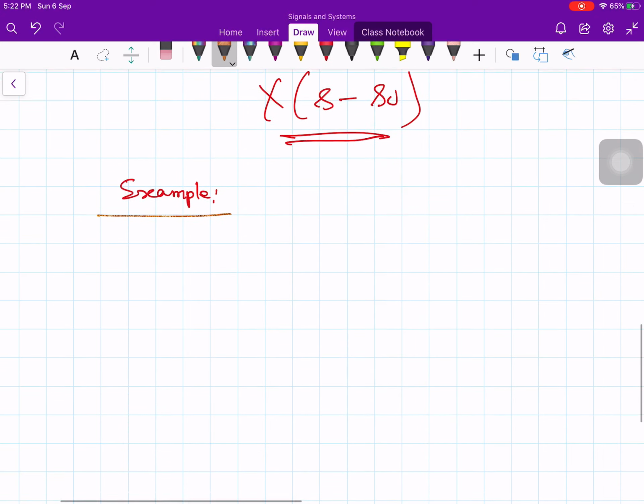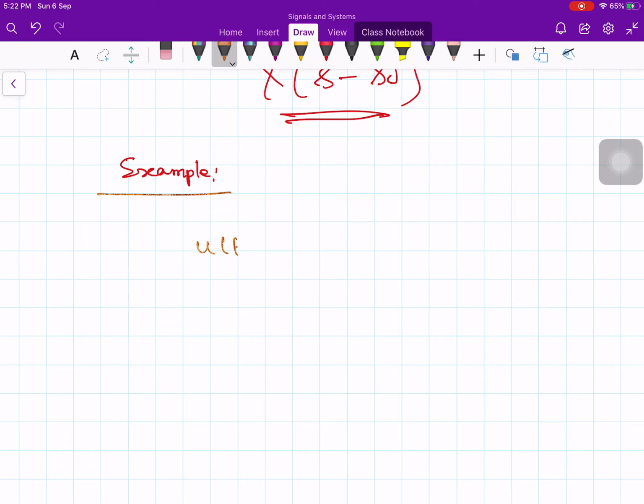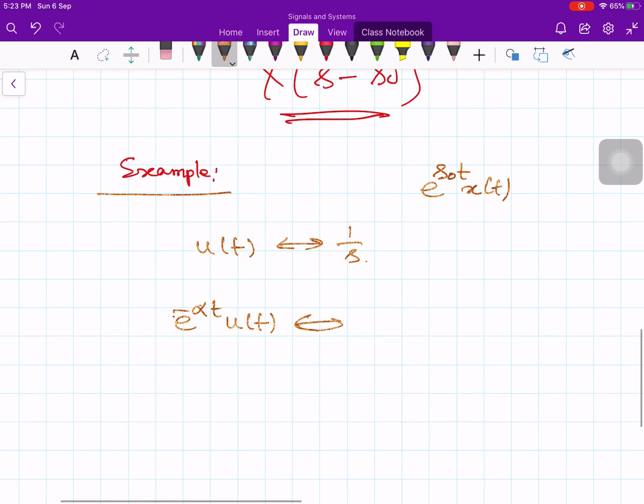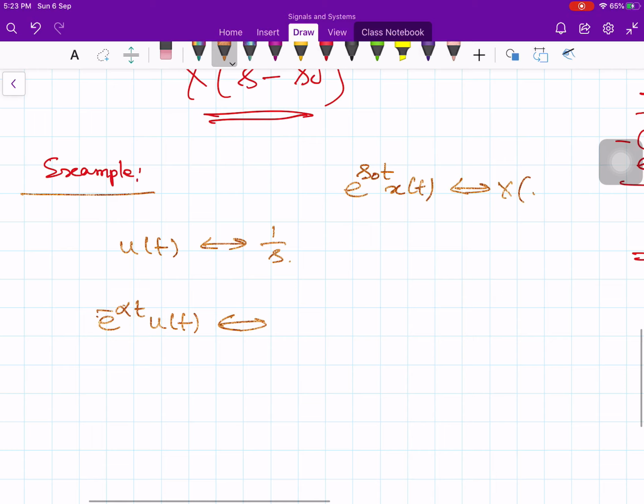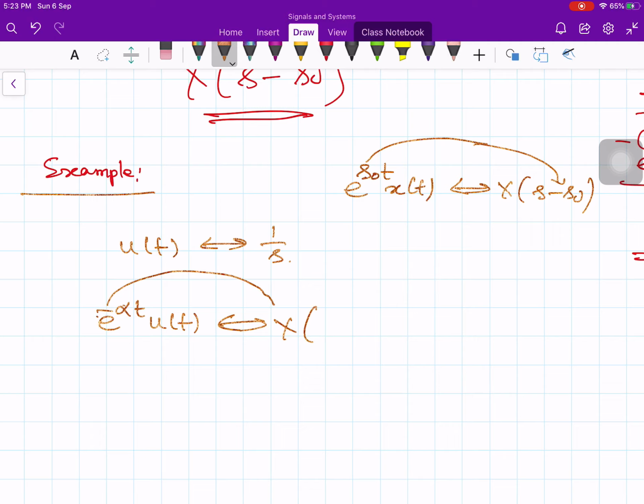u of t has a Laplace transform 1 over s. Suppose you multiply u of t by e to the power minus alpha t. Then you recall that property: e to the s naught t times x of t, what is its Laplace transform? X of s minus s naught. If this is plus, then there is a minus. If we have minus here, then it becomes x of s plus s naught. Okay, s plus alpha. So this is your x of s.